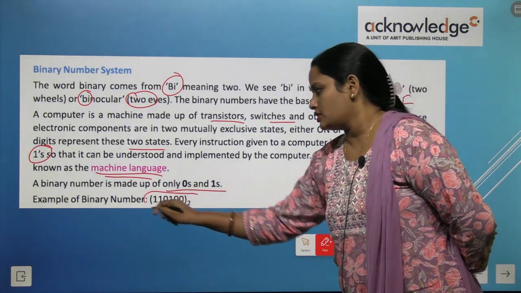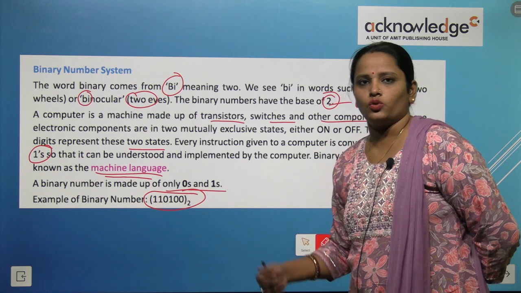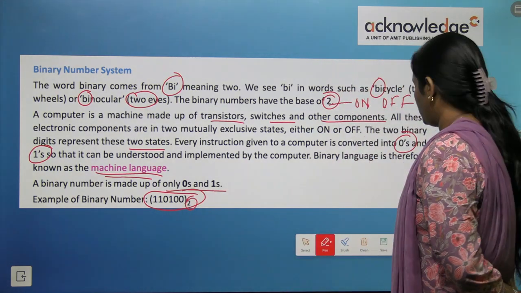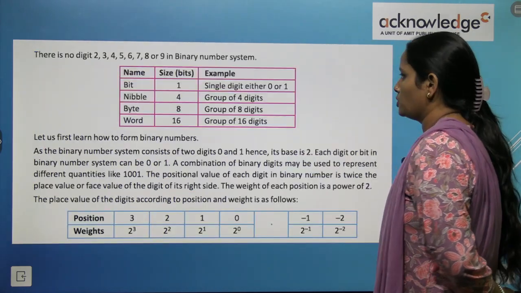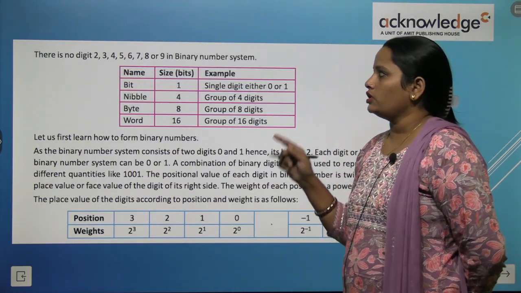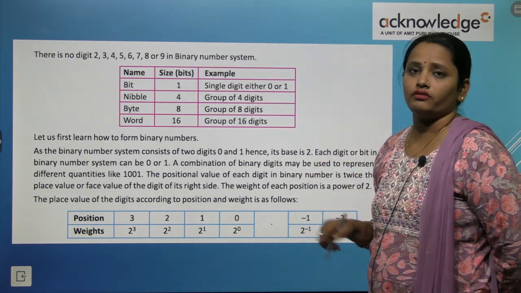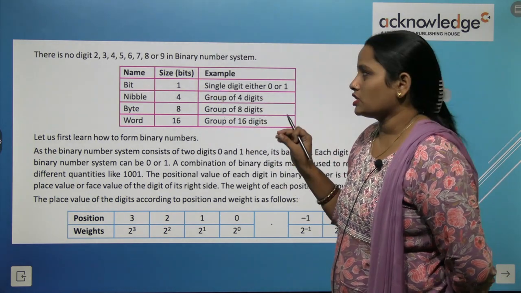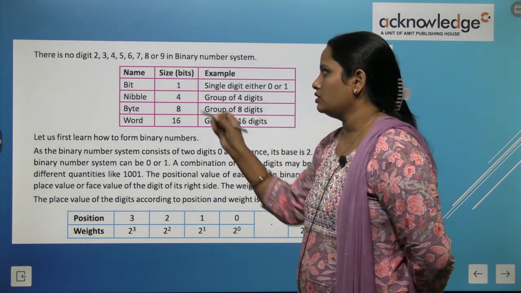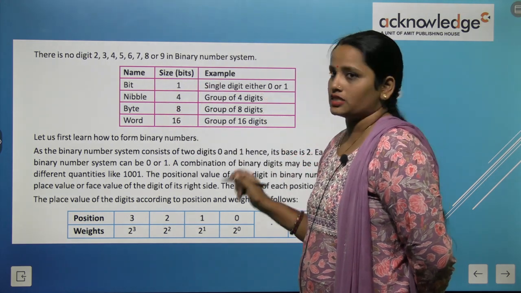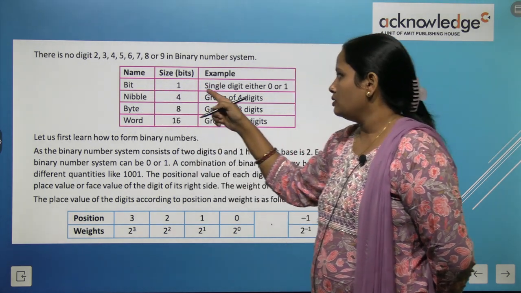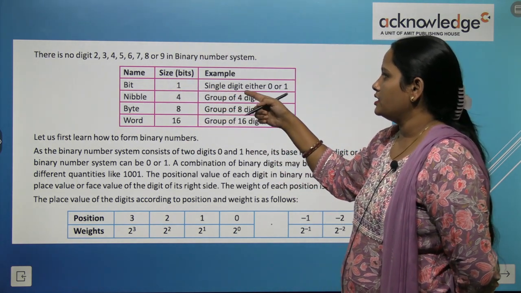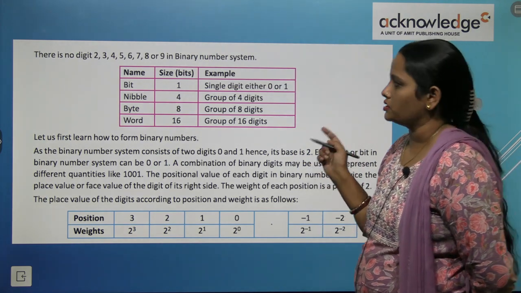An example of a binary number is this. Here we can see only 1 and 0 are used to make a number, and the base is 2. Now there is no digit from 2 to 9 in the binary number system. It consists of only 0 and 1. So let's see the description of this binary number: the names, the sizes and the examples. 1 bit is 1 in size, and a single digit, either 1 or 0, is written here.